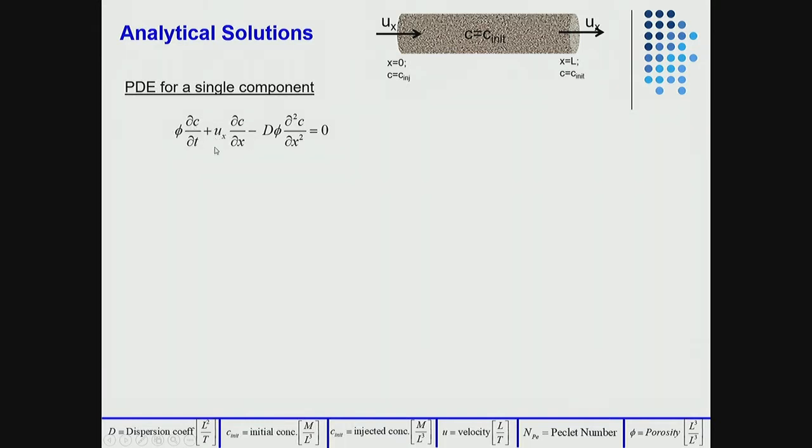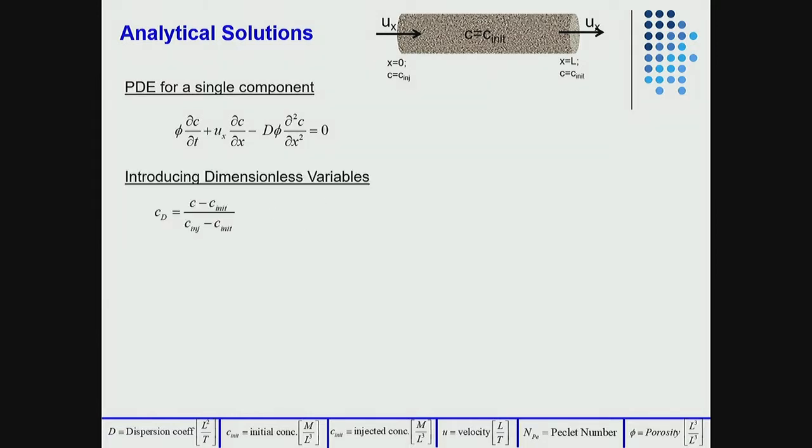This is the accumulation with time of the concentration. This is the advection term. You can easily tell that because you've got a velocity there. And this is the dispersive term, and you've got dispersion there. And this is a partial differential equation. It depends on time and space x. And what we're seeking is a solution of that, so we know what the concentration of our component is at any time and any location.